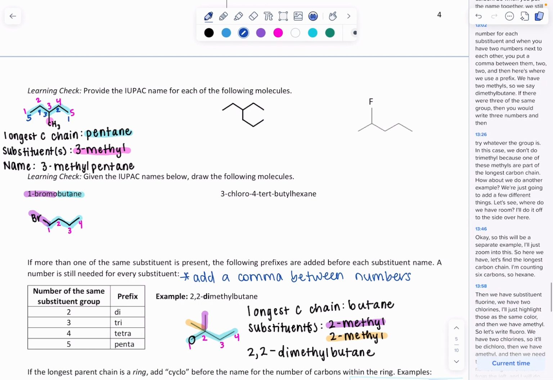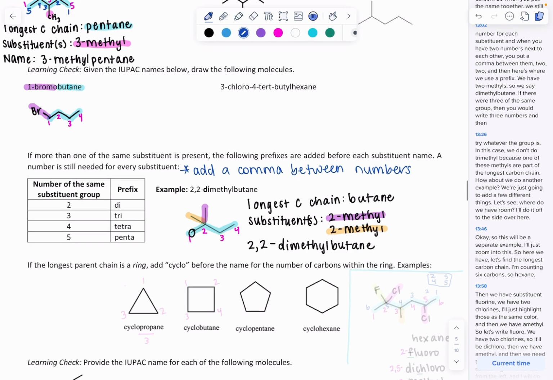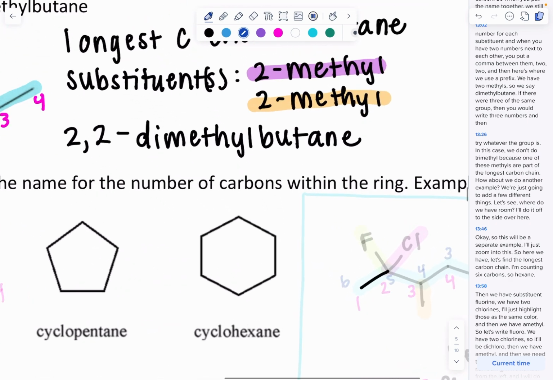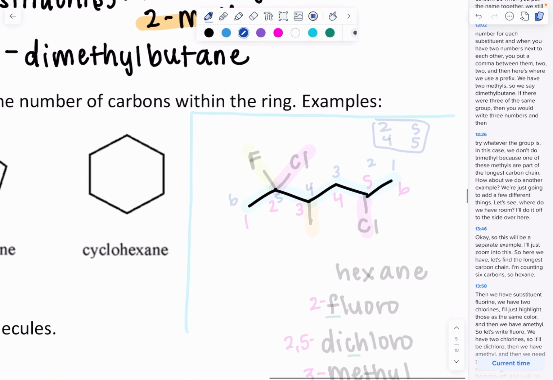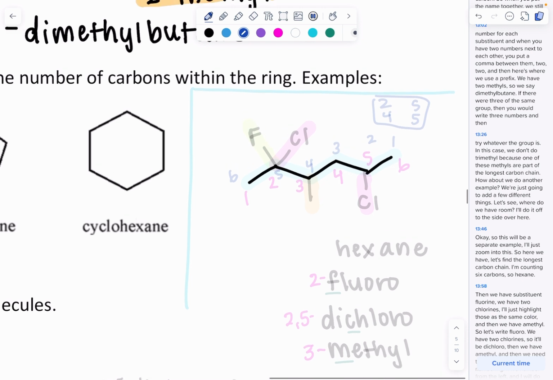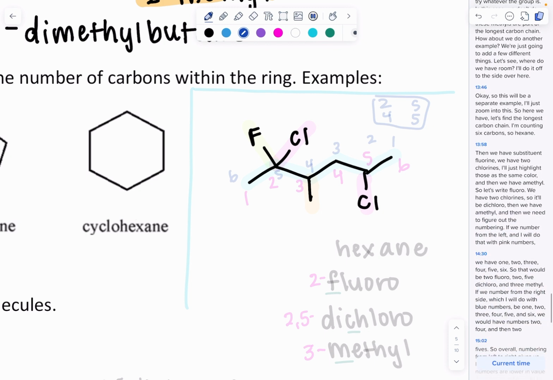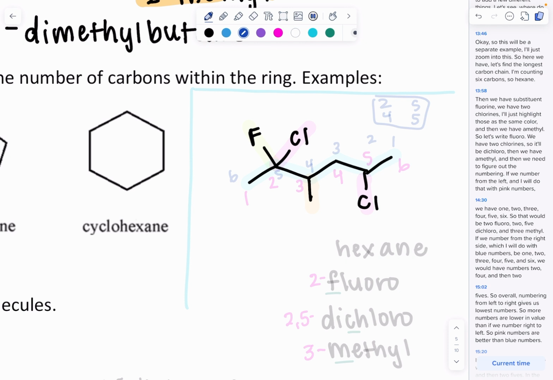How about we do another example? We're just gonna add a few different things. Let's see, where do we have room? I'll do it off to the side over here. Oops. Okay, so this will be a separate example. I'll just zoom into this.